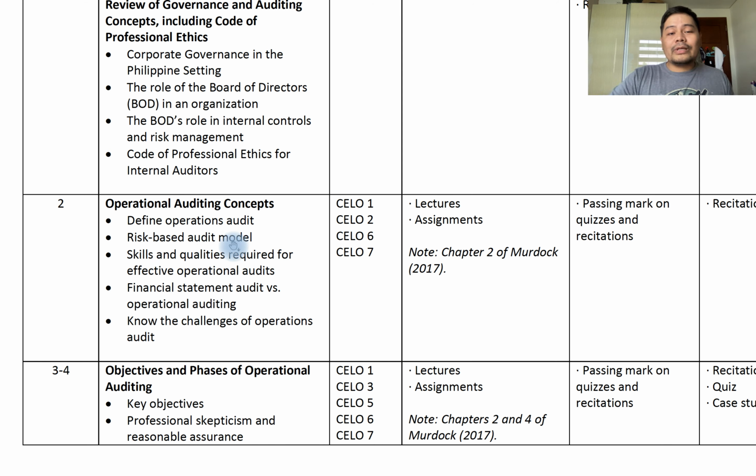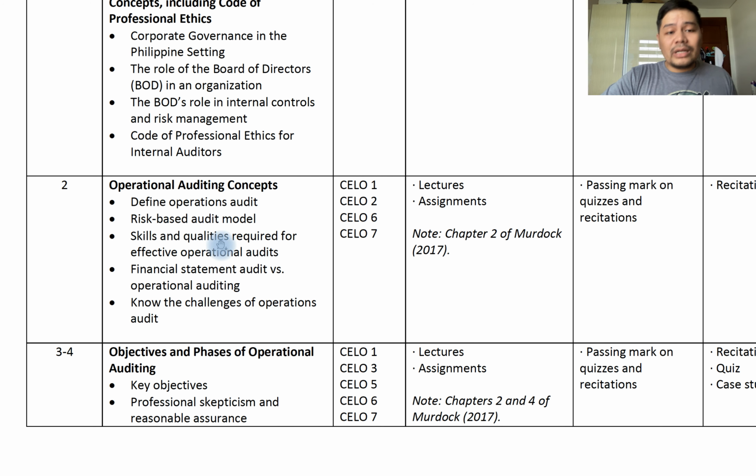Meaning, we audit for those areas that are regarded as high risk. Of course, we do audit on those low risk pero ang frequency niya mababa. Pwedeng once in every 3 years or 5 years. Pero for those who are high risk, as much as possible, mataas yung frequency. Pwedeng monthly, pwedeng quarterly. It will actually depend on the risk assessment of the auditor. Okay? In here, we also need to learn about the skills and qualities required for effective operational audit. So, ano yung masasabi natin na ang ating operational audit is of quality and effective siya. So, i-discuss din natin yun.